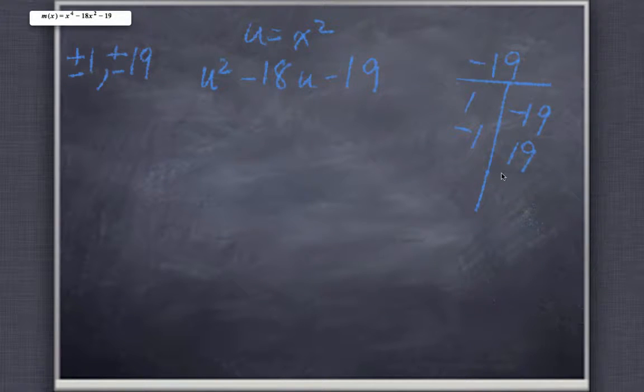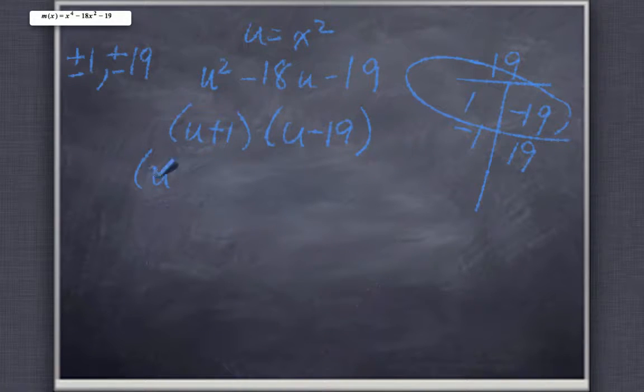This one, you've got something squared and something to the fourth, so you're going to do a substitution like this. So now we can rewrite it as u squared minus 18u minus 19. Things that multiply together to give negative 19 are 1 and negative 19, or negative 1 and 19. And the one that makes negative 18 is this one. So we're going to have u plus 1, u minus 19, and then we put back in x squared plus 1, x squared minus 19.